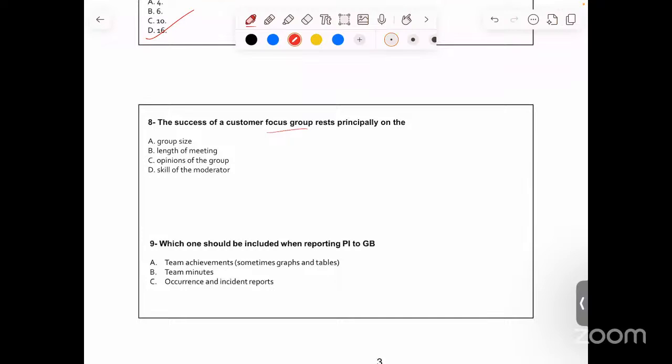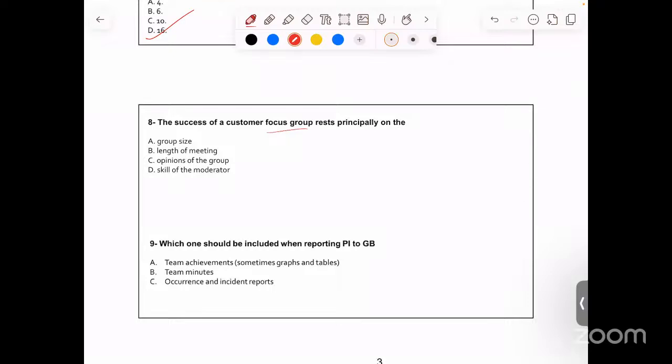It is a qualitative data collection method where a small group, composed of 6 to 10 people, is selected, and participants share a common background or experience, like same diagnosis, same work environment. A moderator conducts interviews and discussions. What is the key factor here among the 4 for success? Is it the group size, the length of meeting, opinions of the group, or skill of the moderator?